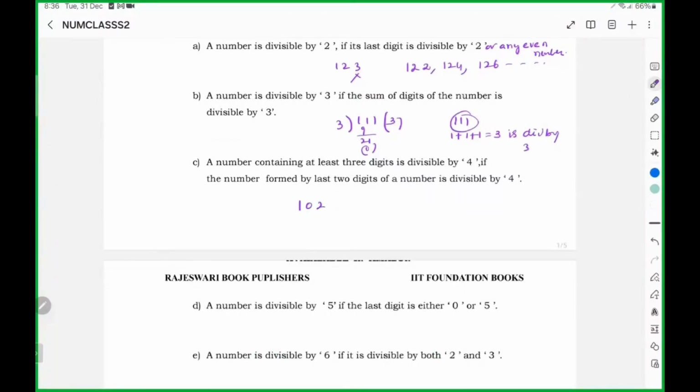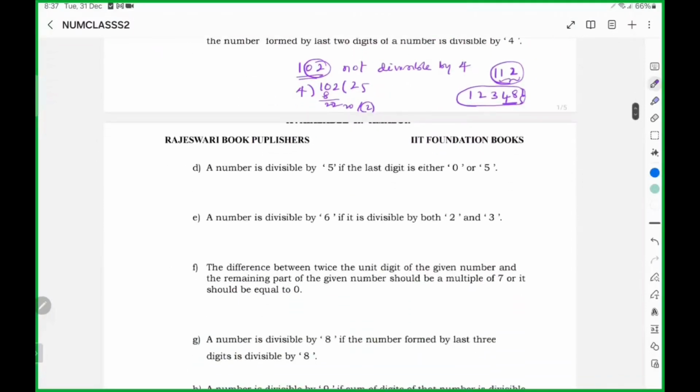For 4, if you take 102, it is not divisible by 4. Even if you divide and observe, it is 25 with 2 as the remainder. So a number is divisible by 4 provided the last two digits form a number divisible by 4, like 112. This 12 is divisible by 4, hence this 3-digit number is divisible. 3-digit or any 5-digit, it doesn't matter. Take 48: these two digits are divisible by 4, hence this 5-digit number is divisible by 4.